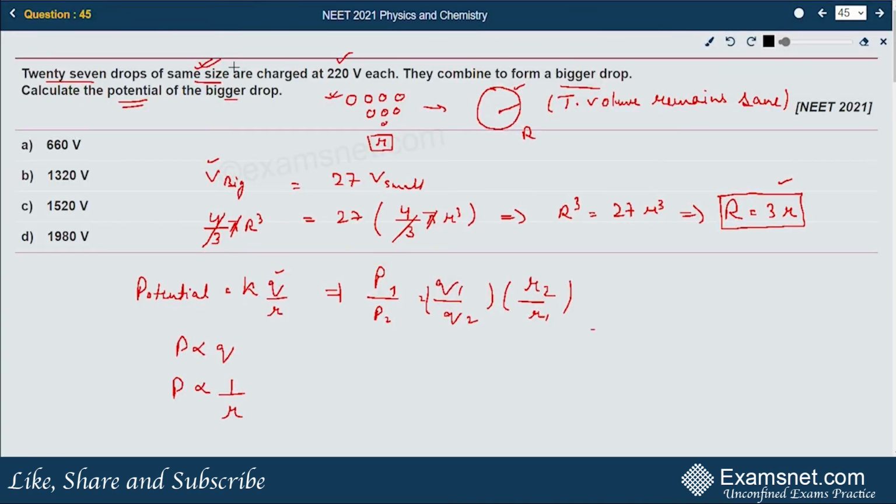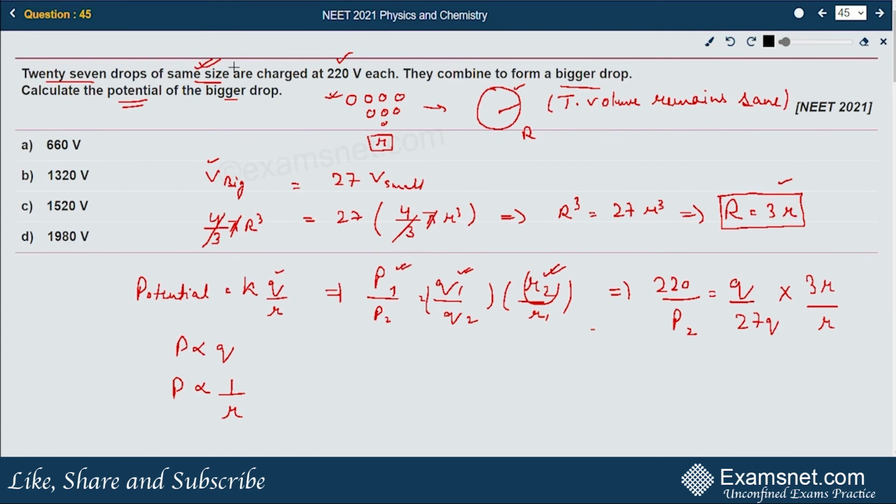Now, here P1 is the potential of the small drop, given as 220 volt, and the potential of the bigger drop is unknown. That is equal to Q1, the charge on each small drop, so that is Q here, and the total charge on the bigger drop will be 27 times Q, into the radius of the bigger drop, R2. That is equal to 3 times the radius of the smaller drop, and here the smaller drop has radius small r.